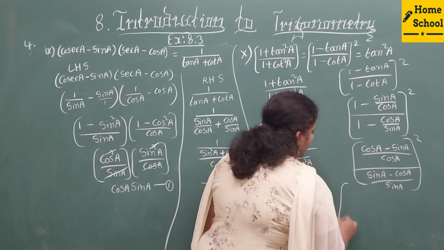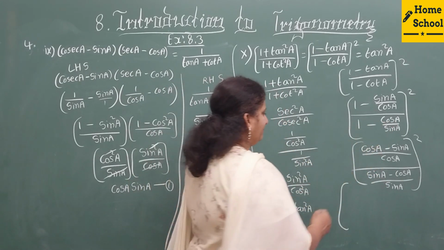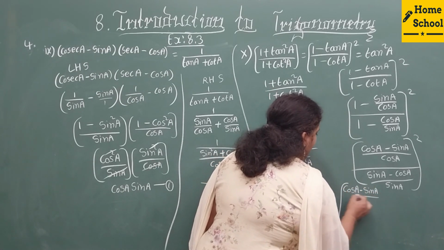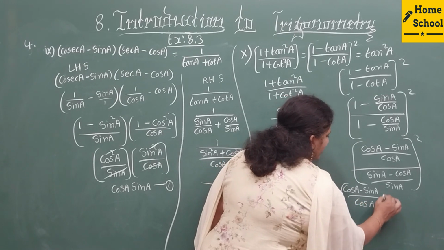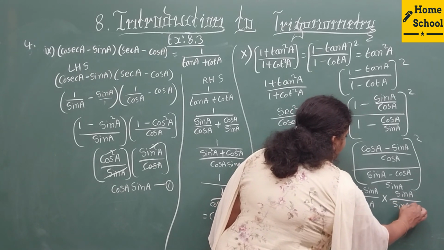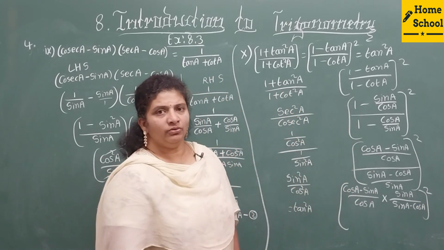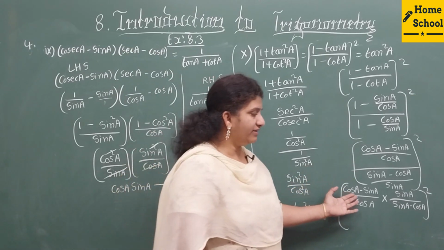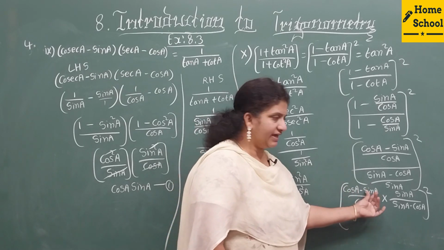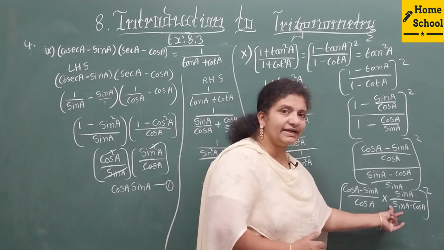Okay. Now bring this fraction to the numerator. Do the reciprocal and multiply. Cos A minus sin A by cos A into sin A by sin A minus cos A whole square. Now how can I prove? Before two problems we have done this one changes. What is that change? If you have cos A minus sin A, I think this also we can write it as cos A minus sin A.